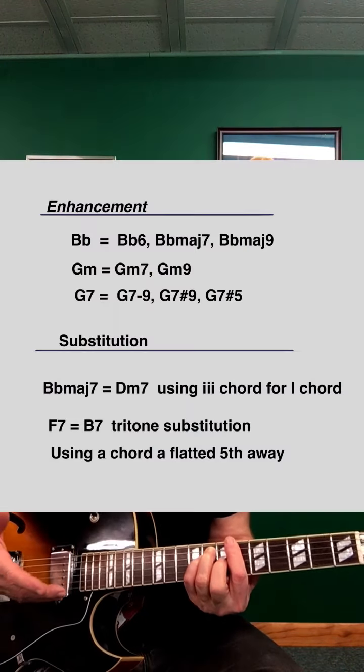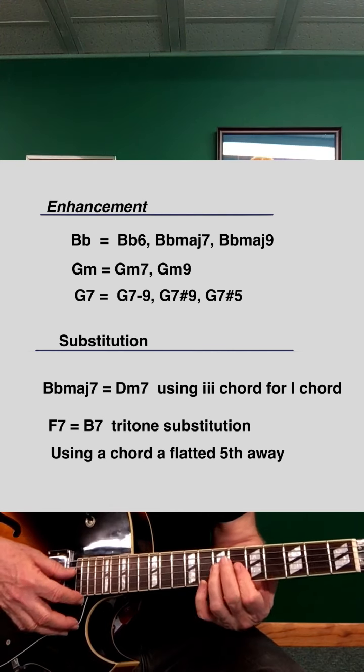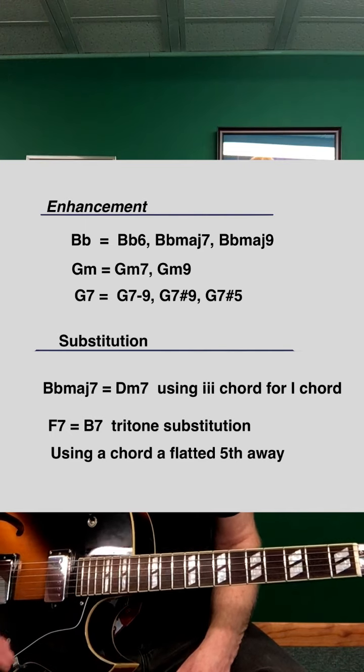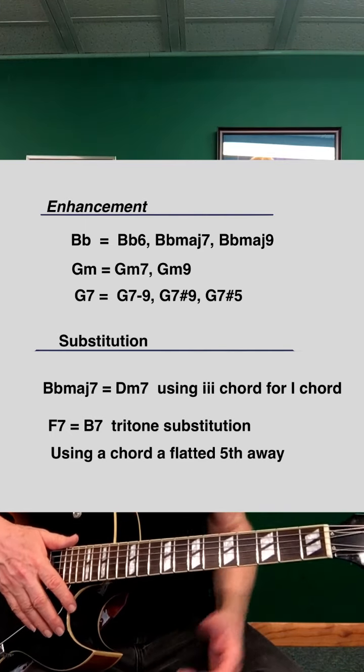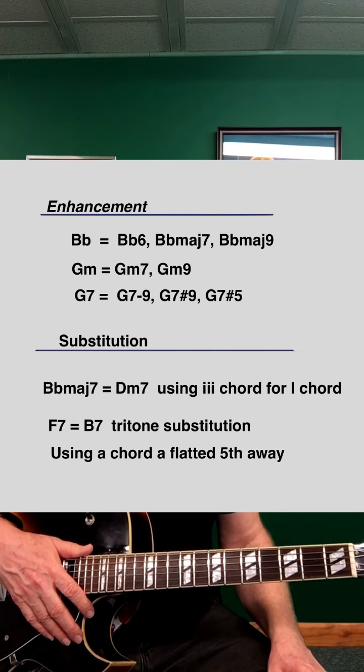The first thing I'd like to talk about, I like to think of changing a chord in two ways. I call this enhancing a chord. For example, if I take B flat and play B flat major 7 or B flat 6th or B flat 9th, I don't think of that as substituting a chord. I think that I'm just enhancing a chord somewhat. So we should get those terms straight.